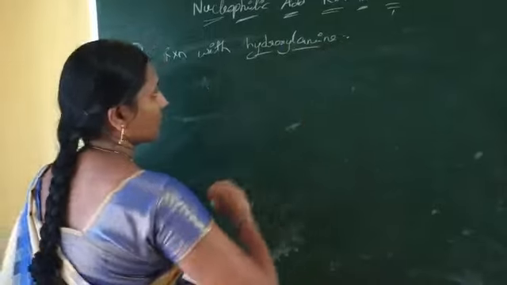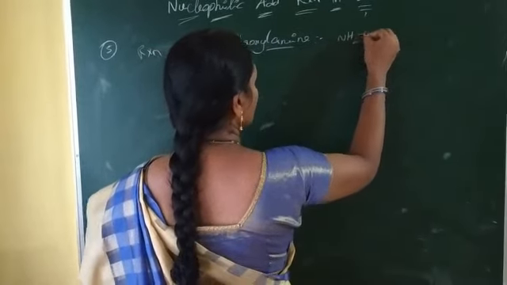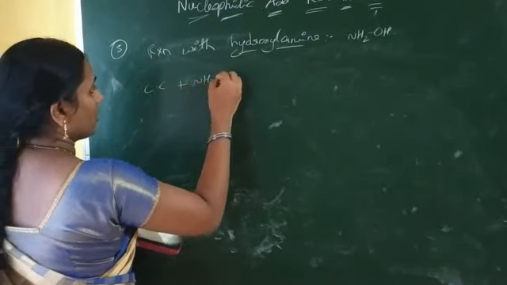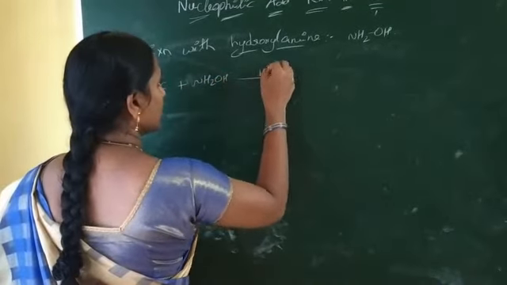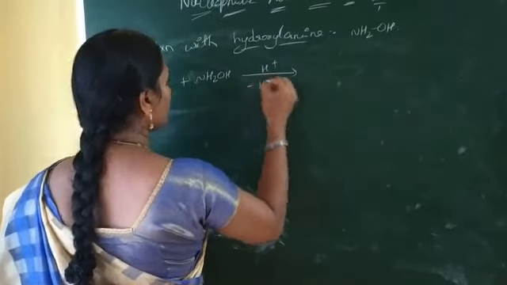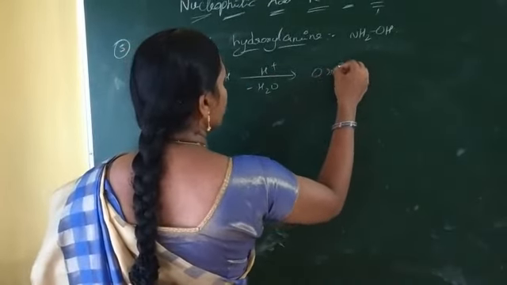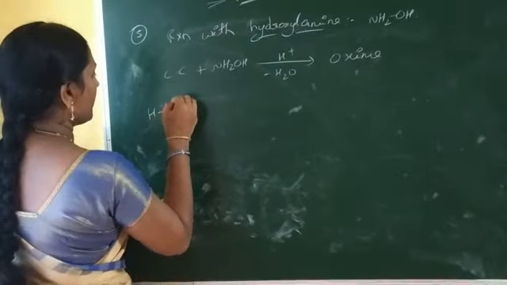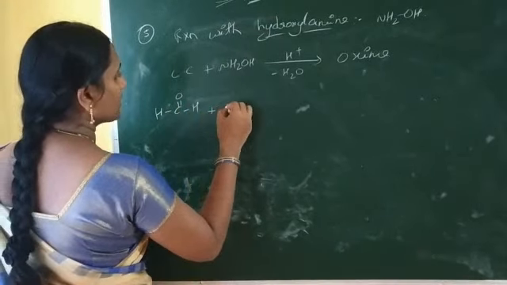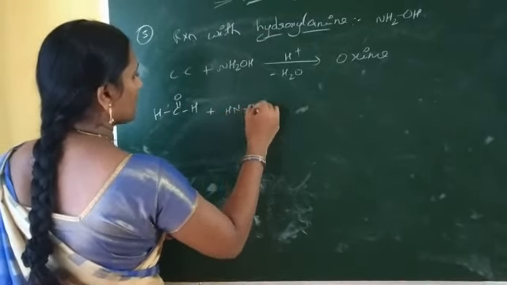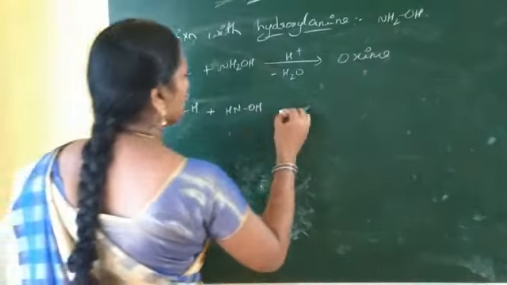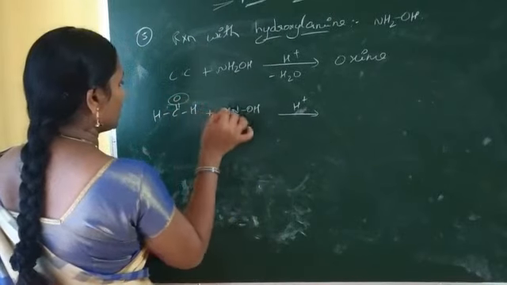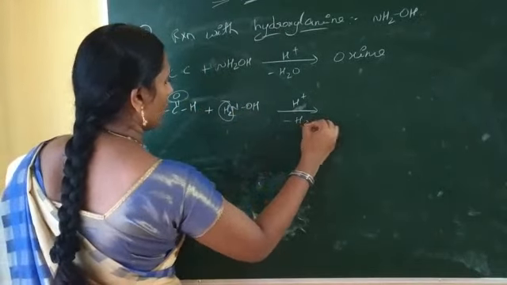Reaction with hydroxylamine, H2N-OH. Now a carbonyl compound is treated with hydroxylamine in acidic medium, with the elimination of a water molecule, to form an oxime. Now you take formaldehyde. Formaldehyde is treated with hydroxylamine in acidic medium, with the loss of a water molecule.